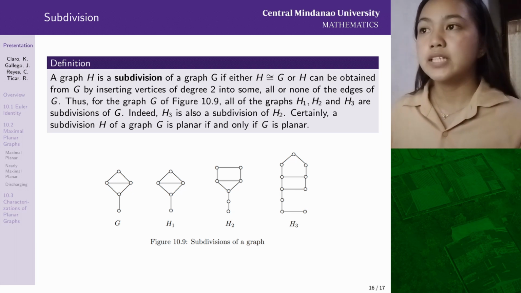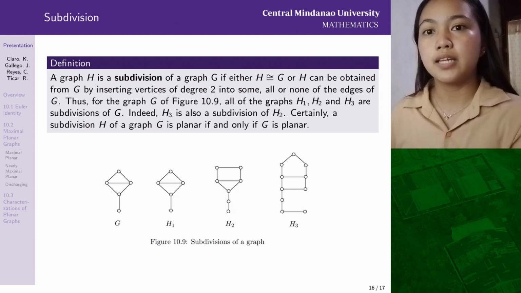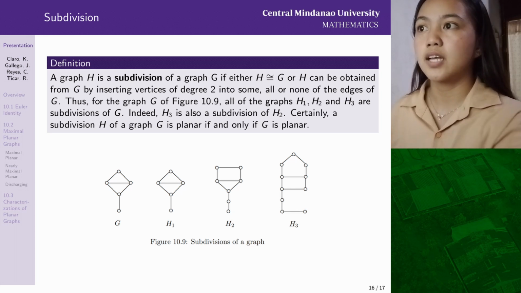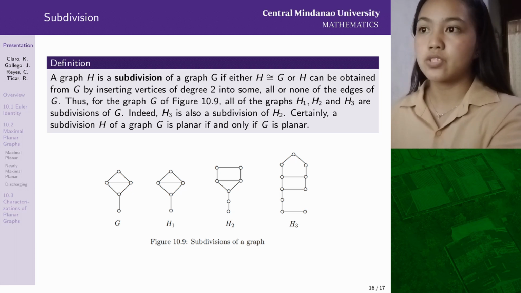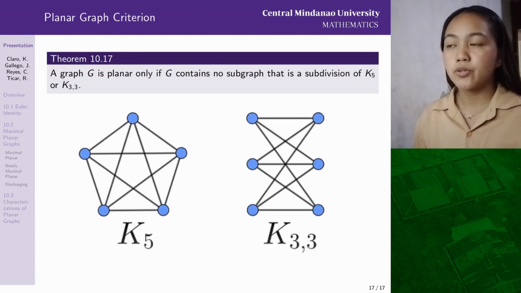So, certainly, a subdivision H of a graph G is planar if and only if G is planar. Planar means you can draw it on the plane without edge crossing. So there is no edge crossing in G, meaning our G is planar. So the subdivision is also planar. Theorem 10.17.